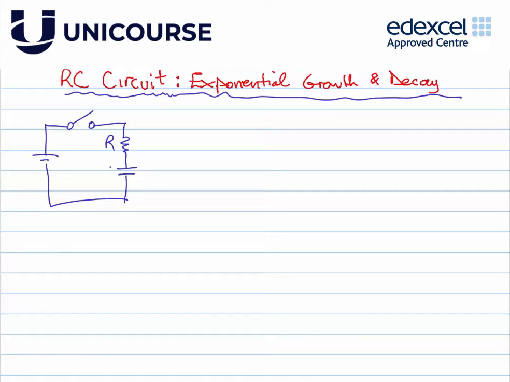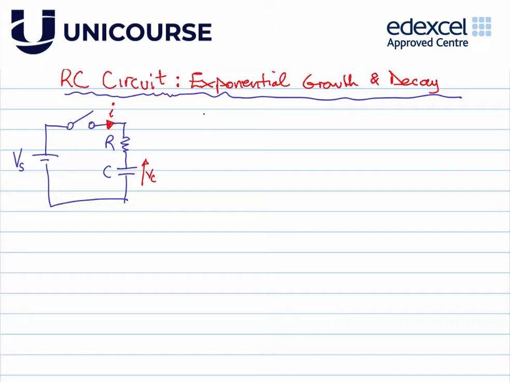Here's resistor R, here's our capacitor C. We've got a supply voltage, we call it Vs, why not? And what we're interested in, once that switch is closed, is the current through the series circuit and also this capacitor voltage Vc.